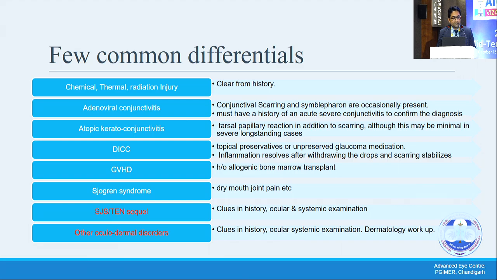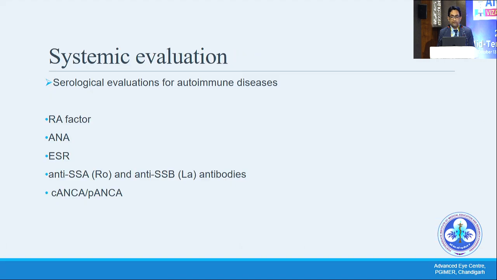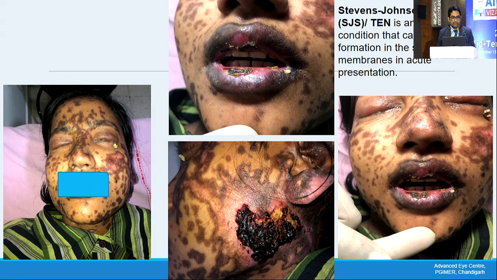But again, the next two common ones, Stevens-Johnson syndrome and mucous membrane pemphigoid, are very similar to each other, and they require a major workup to differentiate from each other. This is a kind of systemic evaluation if you want to rule out Sjogren's syndrome and other autoimmune kinds of diseases. But the challenge lies here. This is an acute case of Stevens-Johnson syndrome or toxic epidermal necrolysis. The acute cases are not very difficult to differentiate because they will present typically as oculodermal bullous lesions.